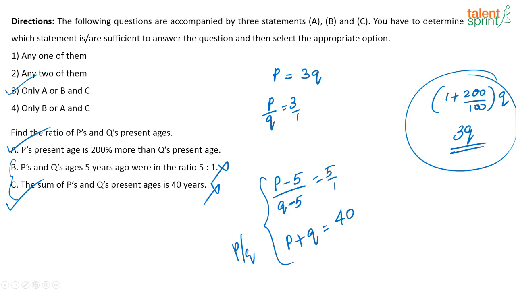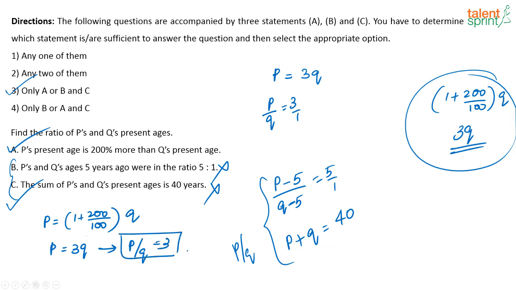Find the ratio of P and Q's present age. So here you don't have to find out the percentage. You just have to find out the ratio of the present age of P and Q. If you just have to find the ratio, in statement A, what is given? P's present age is 200% more than Q's present age, or I can say P is equal to (1 + 200/100) times Q, which is nothing but 3 times Q, or P is equal to 3Q. So from here directly I can say P by Q is equal to 3. So using statement 1 alone, I am already getting the answer.